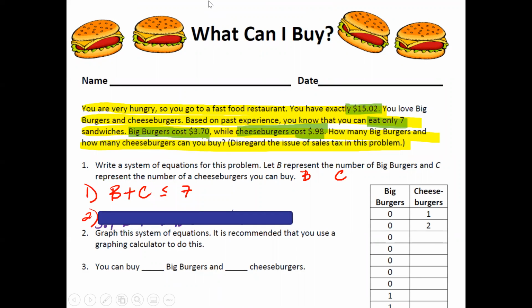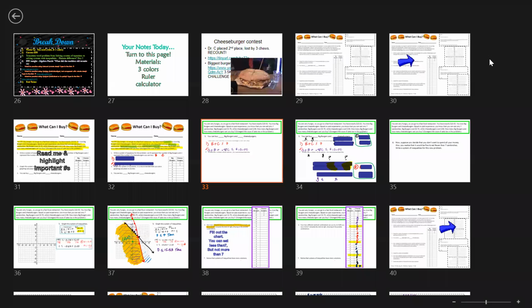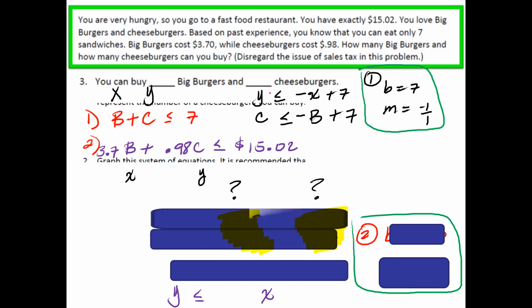Then my second equation involves cost. So I'm going to have 3.7B, which is $3.70 for big burgers, plus 0.98C, and that has to be less than or equal to $15.02 because that's all I have. So now what we're going to do is solve this. We can do this one of several ways. We can either graph this or we can go ahead and solve for this.